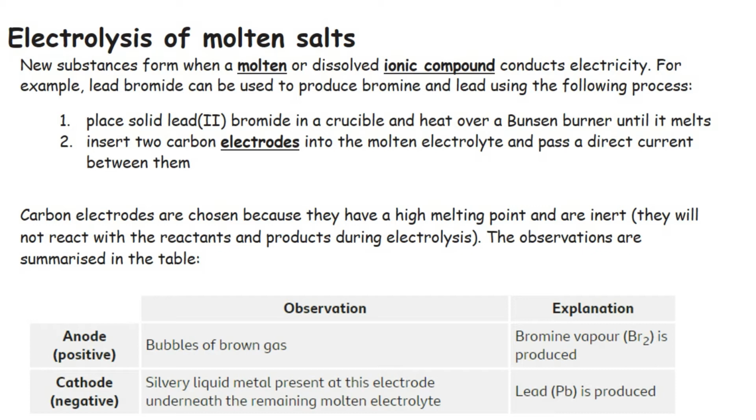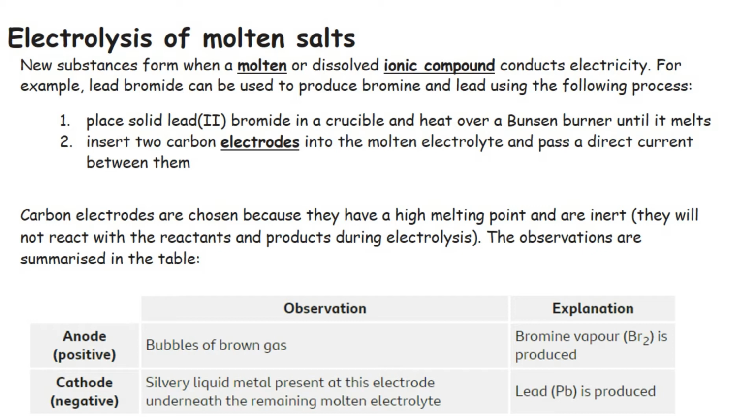Carbon electrodes are chosen because they have a high melting point and are inert. Inert means they will not react with the reactants and products during electrolysis. That's why we have selected carbon electrodes. And what do you observe? The observations are, at the anode you can see bubbles of brown gas.